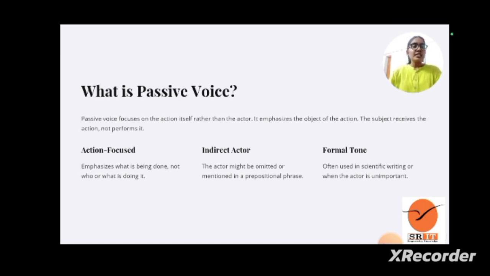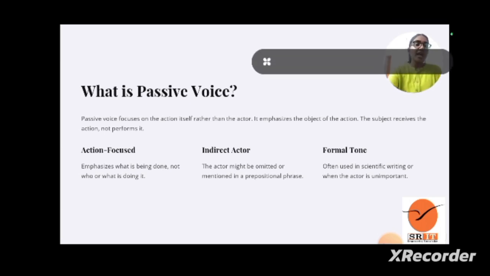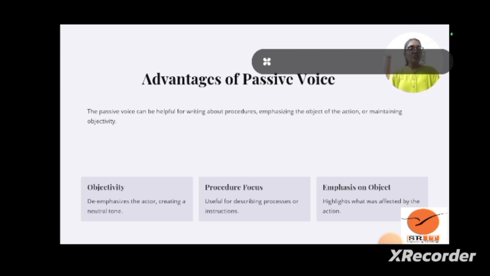Here, it is an indirect actor, which means that the actor or the subject is usually neglected or omitted, depending on the sentence, and it is usually in a formal tone and action focused. It is more action focused, which tells what is being done, rather than who is doing it. So rather than subject focused, which is active voice, it is action focused.